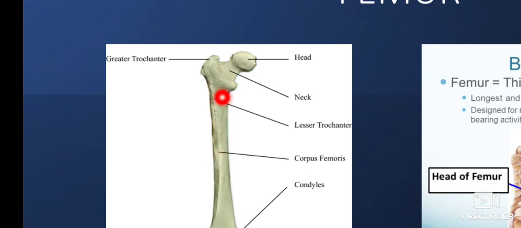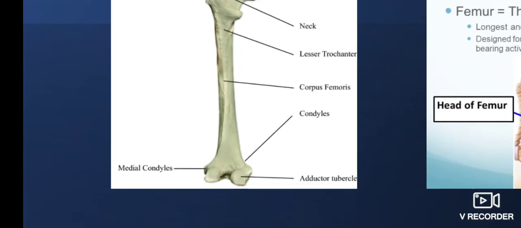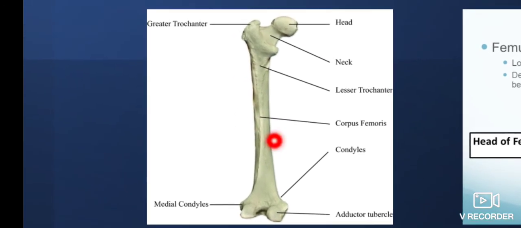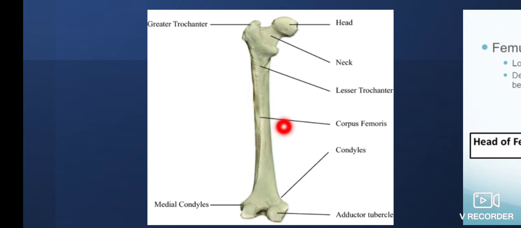This is a posterior view of the femur. How can we identify it? Posteriorly in the shaft there is a prominent border called the linea aspera, which is labeled here as corpus femoris. That's the other name for it. Linea means line, a prominent line. So wherever this linea aspera or corpus femoris comes, that is the posterior aspect of the femur.